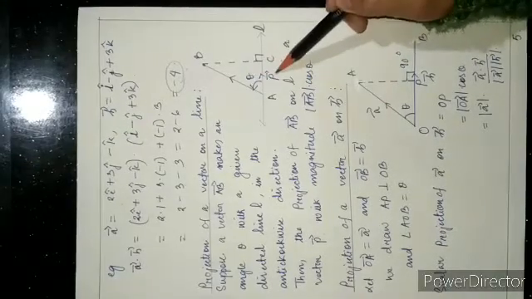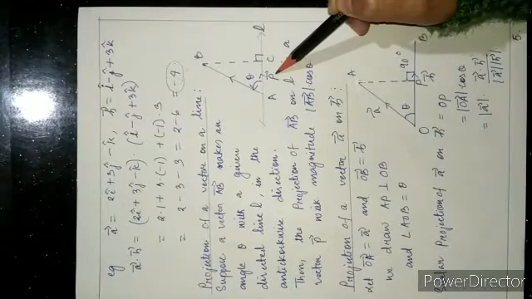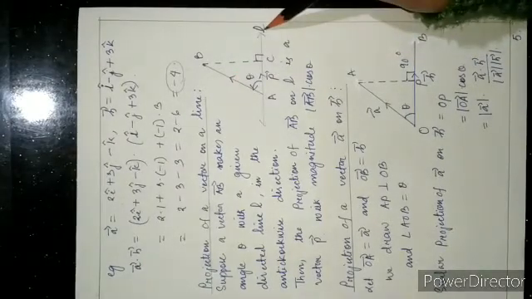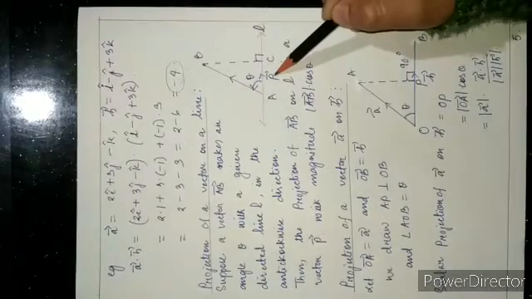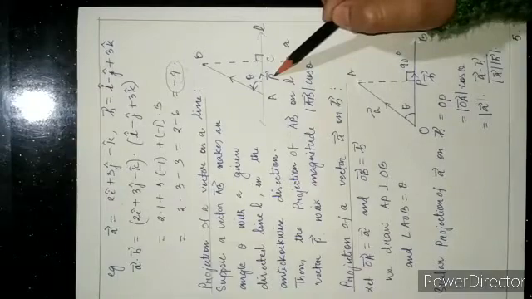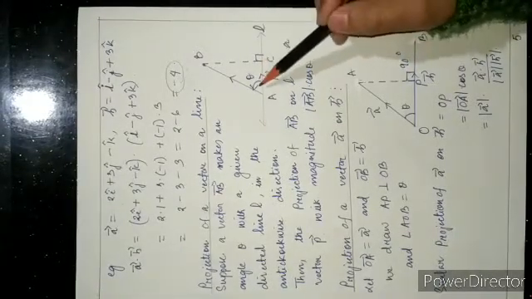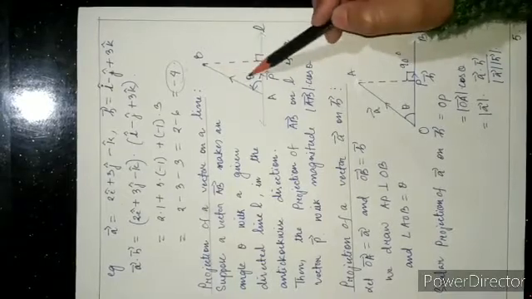Then this AC vector is represented by this small letter P vector. So the projection of AB vector on this line L is this P vector. The magnitude means the length of this P vector. AC is equal to AB multiplied by cos theta.